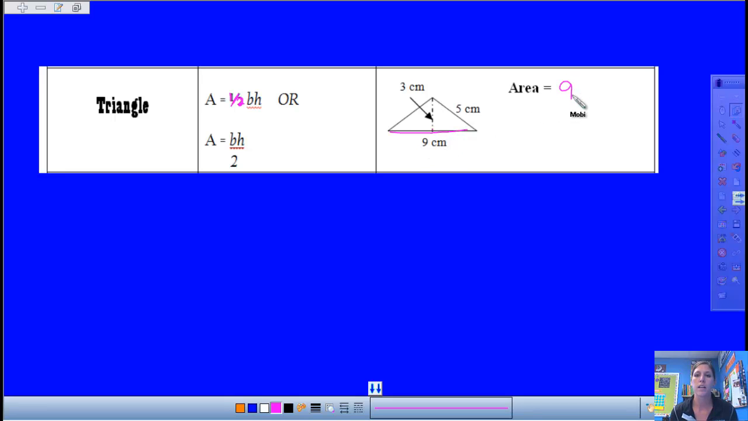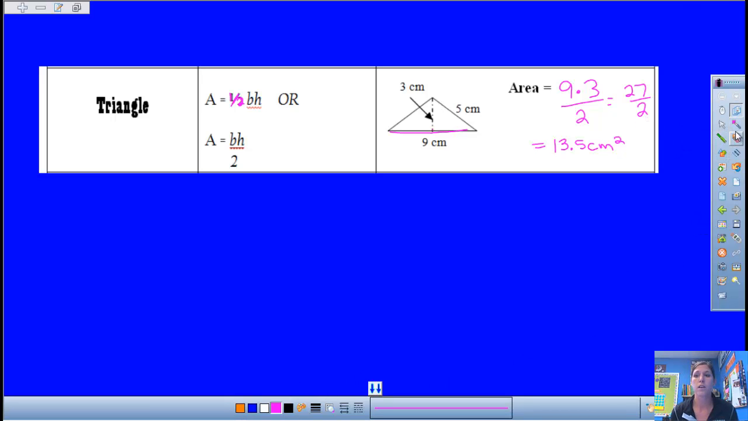So we would do 9 times our height, which is 3, and then we'll divide it by 2. So then that means we have 27 divided by 2. When I divide 27 divided by 2, I would get 13 and a half centimeters squared. The biggest mistake kids make is forgetting to divide by 2. So do not forget to do that at the end.